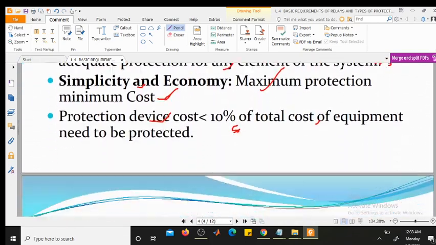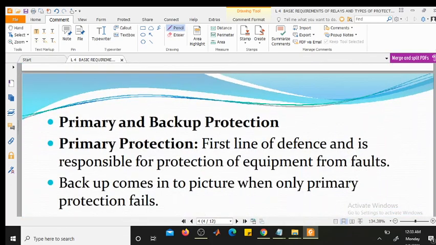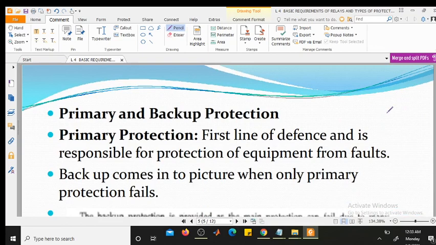These are the basic requirements of the relay. There are two types of protection: one is the primary protection and the other is the backup protection. Primary protection, as the name itself indicates, is the main protection scheme, the first line of defense that protects the equipment from faults. When will backup come? When primary fails. So backup protection comes into the picture whenever there is a failure in the primary protection.